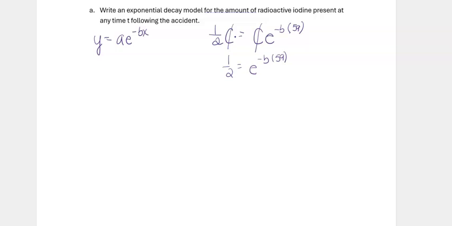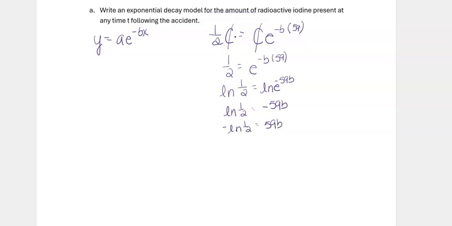And I can simplify that. I can get the b out of the exponent by taking the natural log of both sides, because I've got a base of the natural base. So I get natural log of 1/2 is equivalent to the natural log of e to the negative 59b. The natural log and e cancel each other out, and I'm left with just natural log of 1/2 equals negative 59b. Now I'm going to get rid of the negative by multiplying both sides by negative 1. So I have negative natural log of 1/2 equals positive 59b.